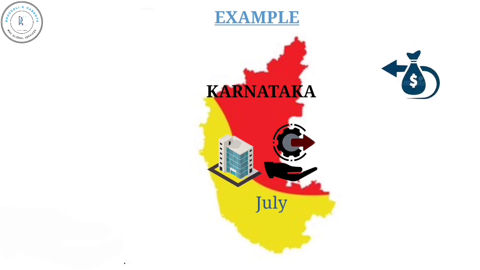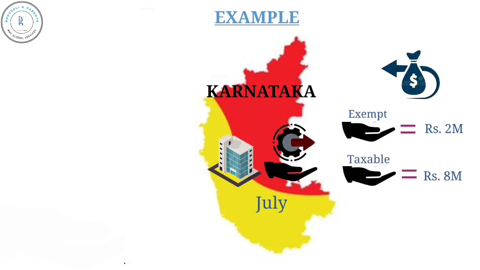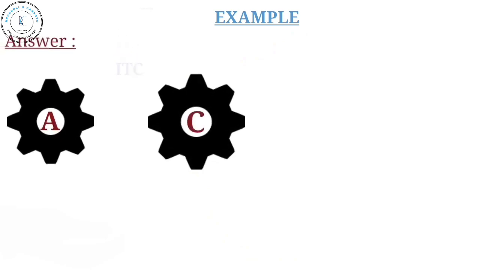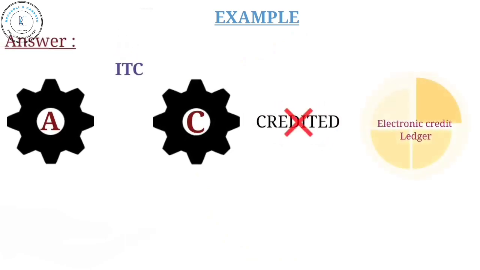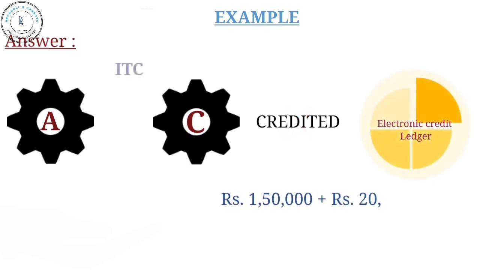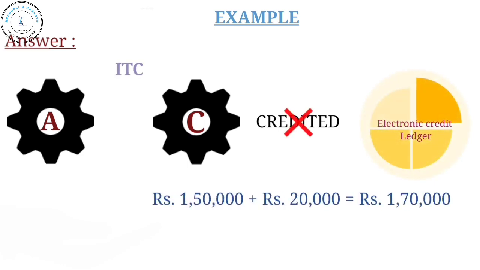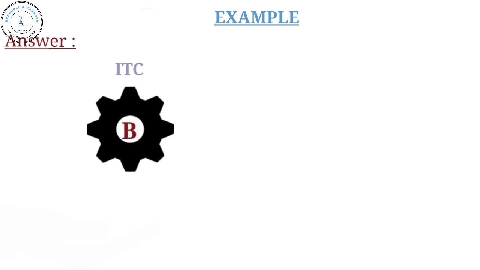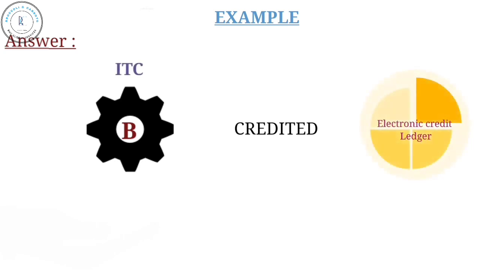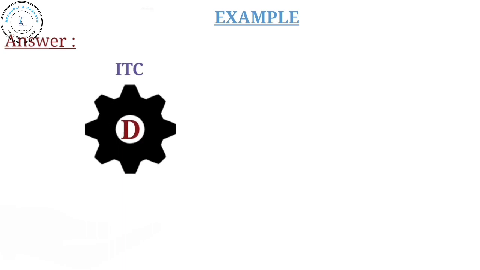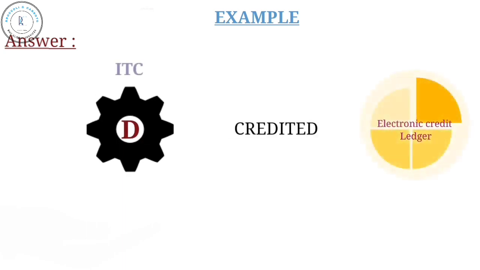The company had also made the following type of output supplies in Karnataka in the month of July. Turnover in relation to exempt supplies, 2 million rupees. Turnover in relation to taxable supplies, 8 million rupees. Answer. ITC on Machine A and C will not be credited to the electronic credit ledger: 150,000 rupees plus 20,000 rupees equals 170,000 rupees. ITC on Machine B will be credited to the electronic credit ledger: 900,000 rupees. ITC on Machine D will also be credited to the electronic credit ledger.